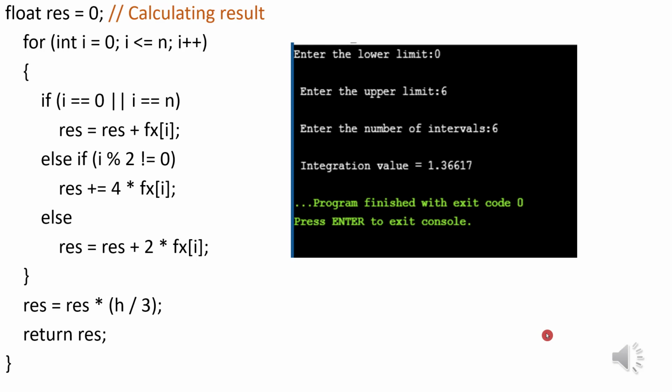So the output box will be: enter the lower limit 0, enter the upper limit 6, enter the number of intervals 6, and the integration value equal to 1.36617. This is for the question, integral 0 to 6, 1 by 1 plus x square.